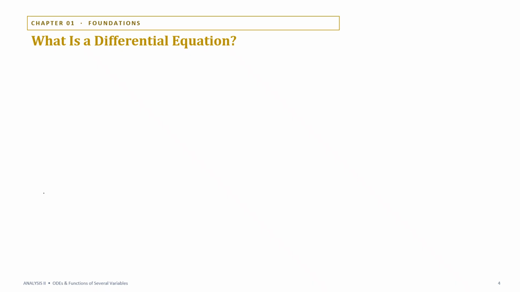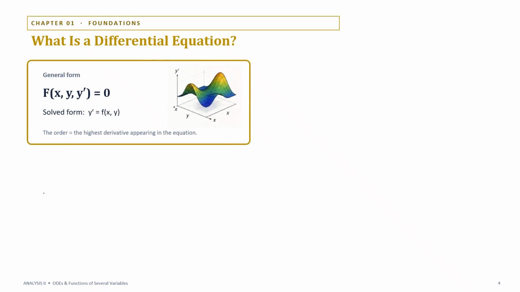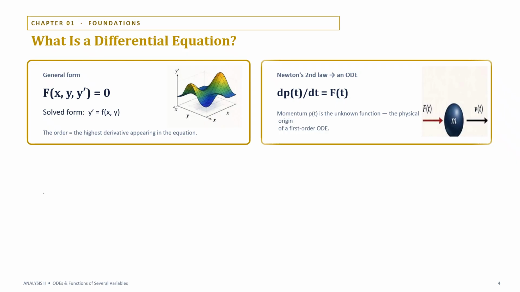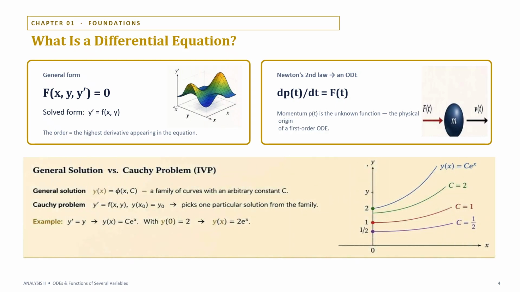Before learning how to solve differential equations, let's first understand what they are. A differential equation is an equation that contains an unknown function and its derivatives. It can be written in general form or in a solved form, as shown on the slide. The order of the equation is the highest derivative that appears. Differential equations are widely used to model real problems such as Newton's second law. In this chapter, we will also learn the difference between the general solution and the particular solution obtained by applying initial conditions. Now, let's move on to the different types of differential equations.